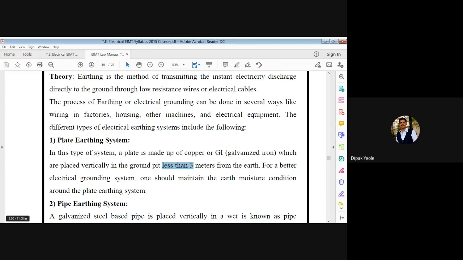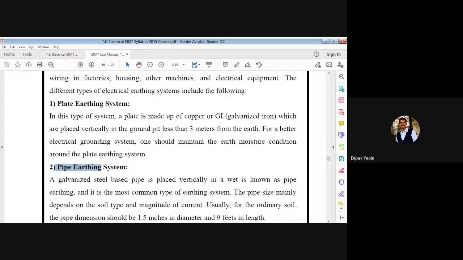Yes. So that is related to the design of earthing system, and according to the standard procedure we have to follow or we have to place this plate earthing system. For a better electrical grounding system, one should maintain the earth moisture condition around the plate earthing system. We are obviously interested in the external factors, and if we are considering the external factors, then we have to maintain those factors at a particular limit. So this is the important point related to the plate earthing system.